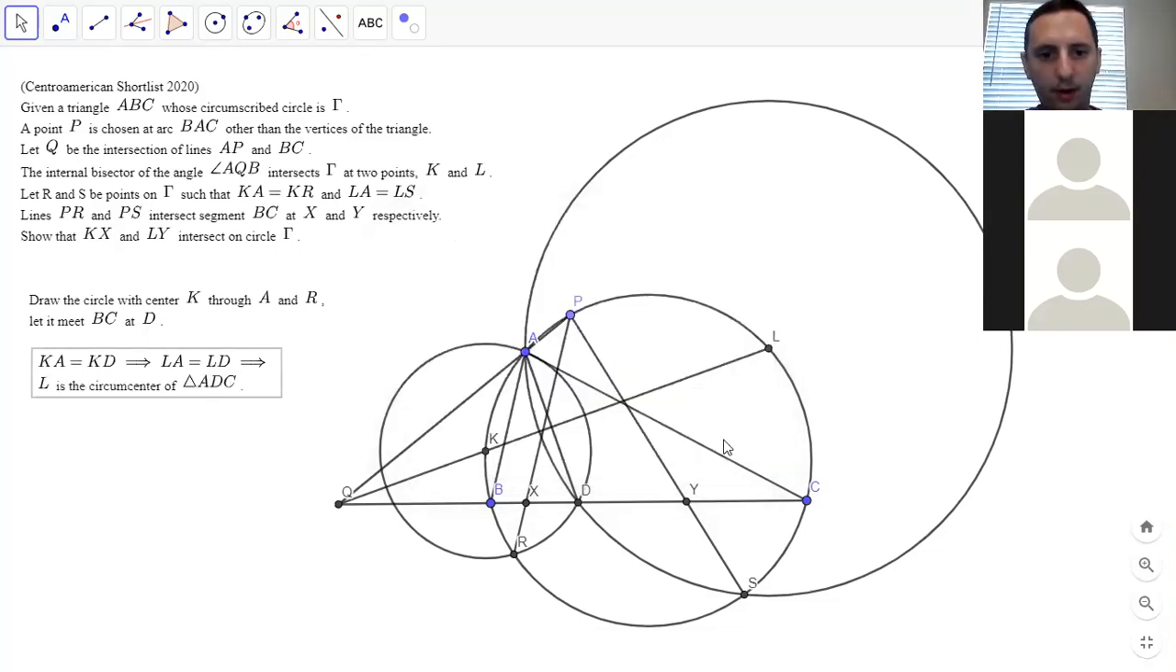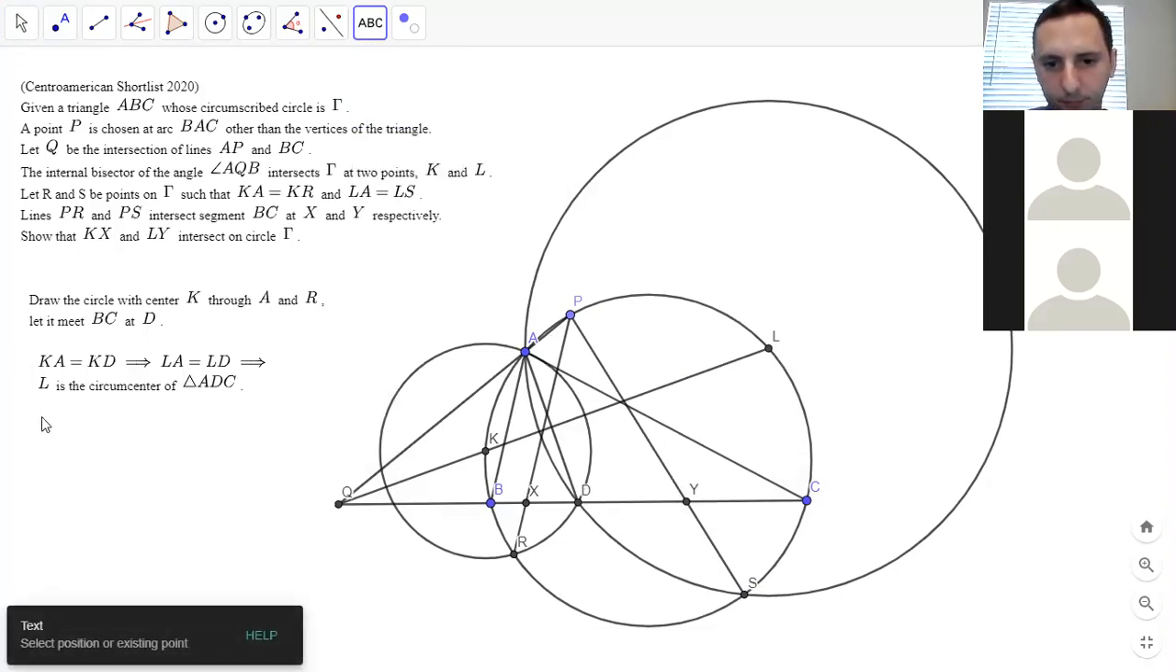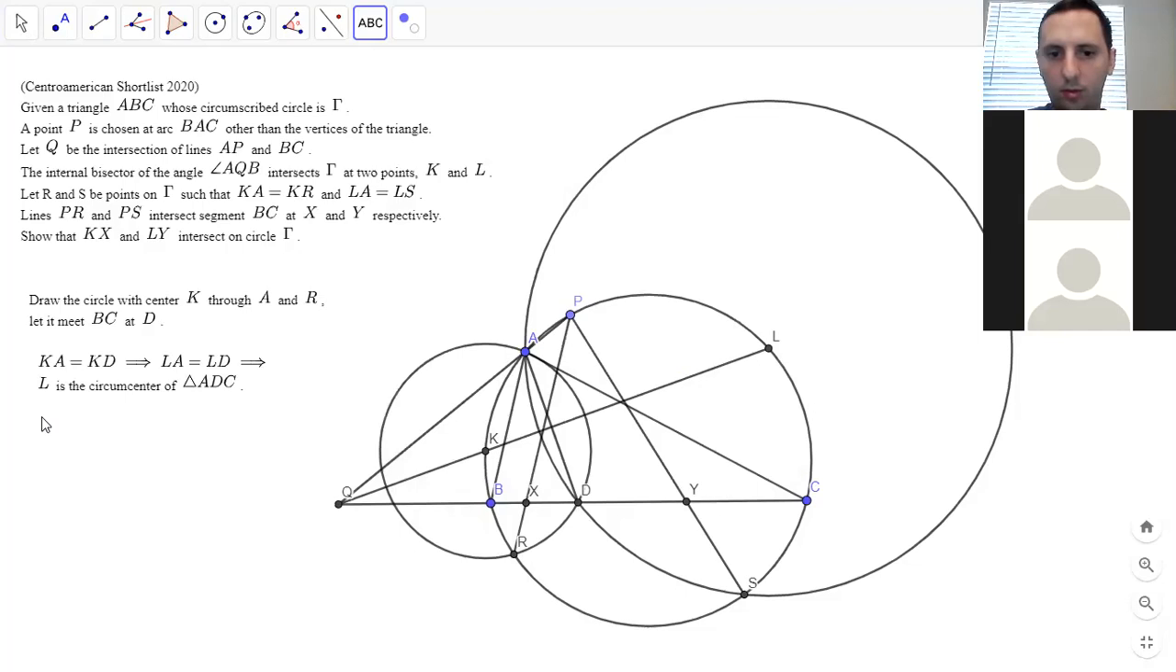So, and then from there, we want to show that KD and S are collinear, and that is an angle chase because basically we want to show angle AKD is angle AKS, but that's kind of obvious. So angle AKS is half of arc AS.